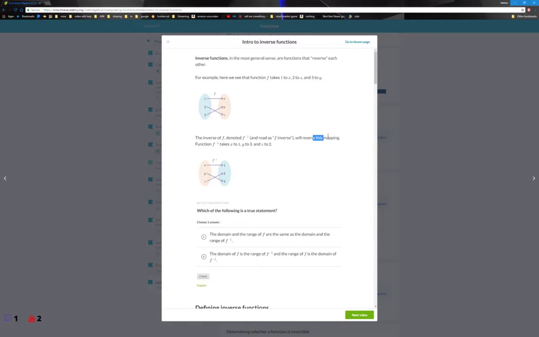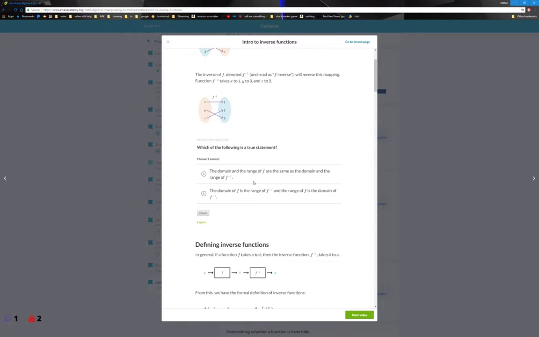We will reverse this mapping. Function f inverse takes x to 1, y to 3, and z to 2. So you can see it takes 1 to x, 2 to z, 3 to y up here. And then down here, the inverse takes x to 1, y to 3, and z to 2. So we just flip it around.